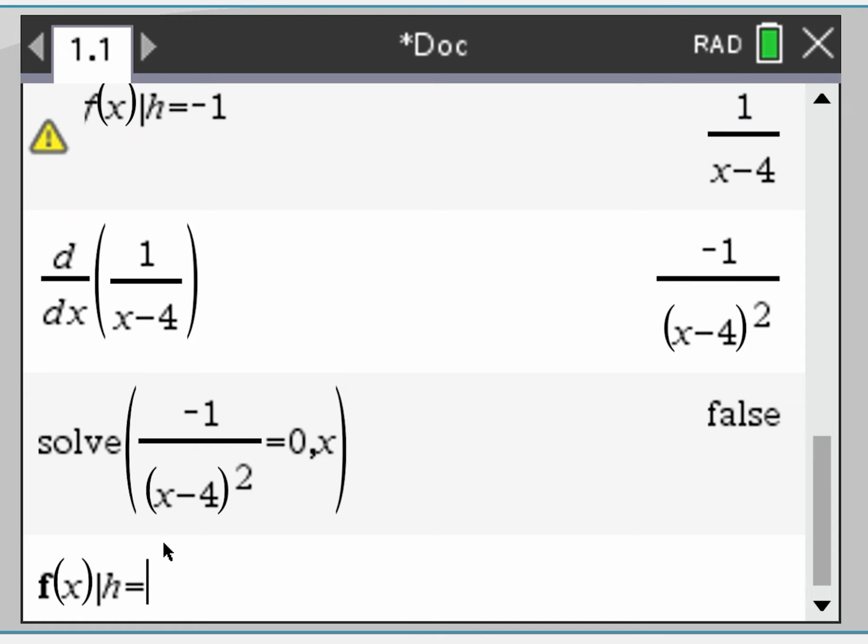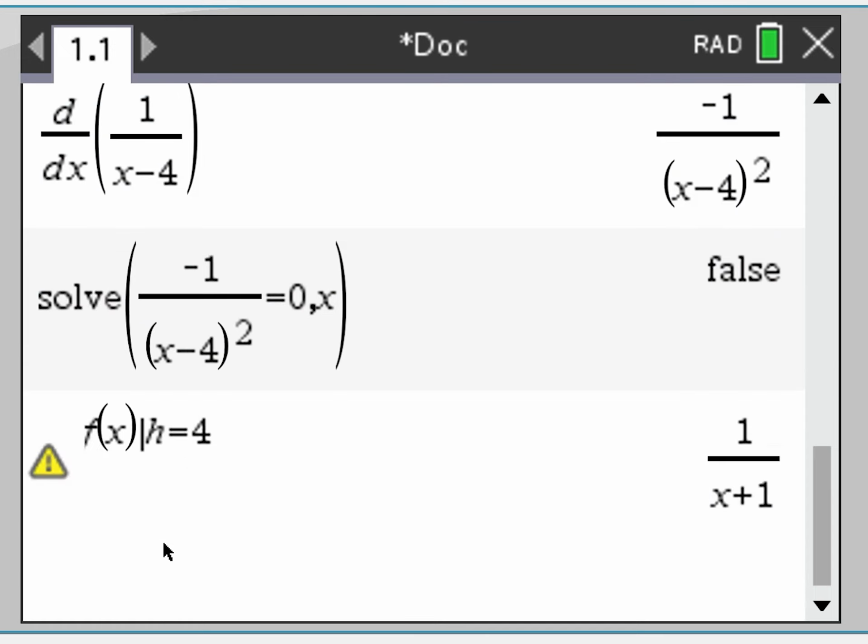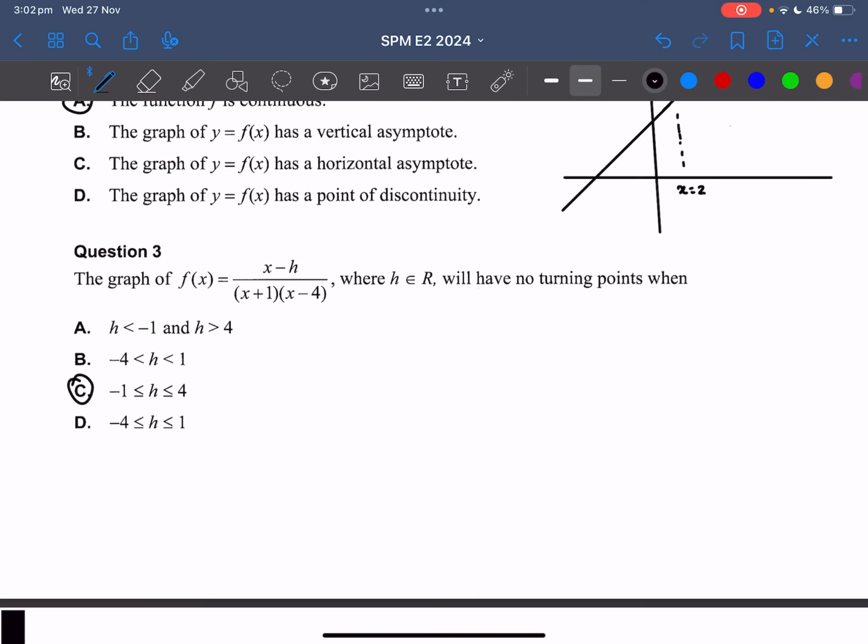What if I put h equals 4 here? x plus 1. Again, it won't have any stationary points because it's a hyperbola. So the answer is going to be C for this one, okay? Hopefully that makes sense. So next question.